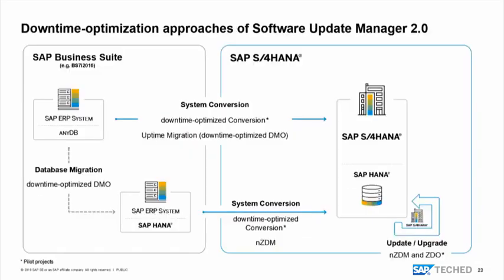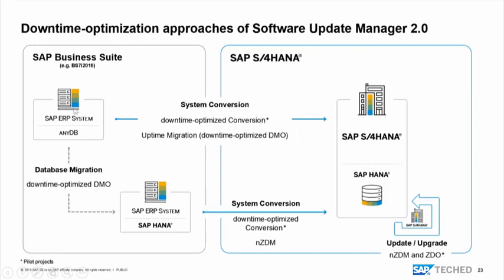To give the overview for downtime optimization approaches. On the left-hand side, we have the classical Business Suite, your ERP system on any database. The system conversion can follow the standard approach. You can use the uptime migration, that is generally available, or we have this downtime optimized conversion, that is a pilot project written down there.